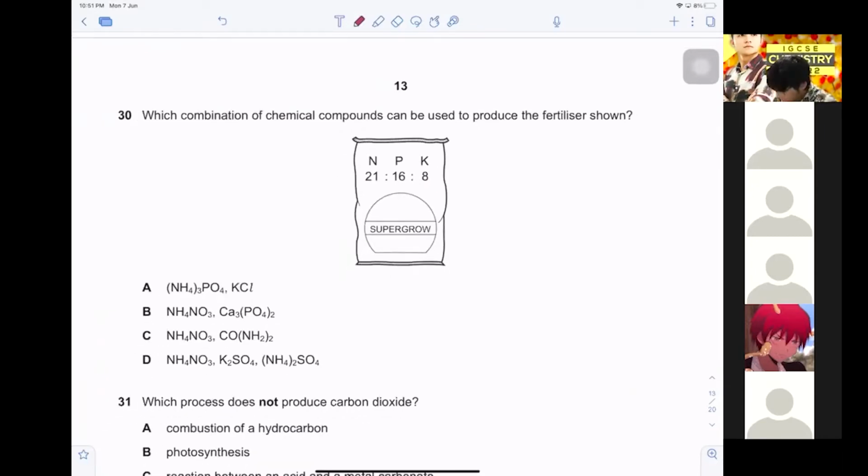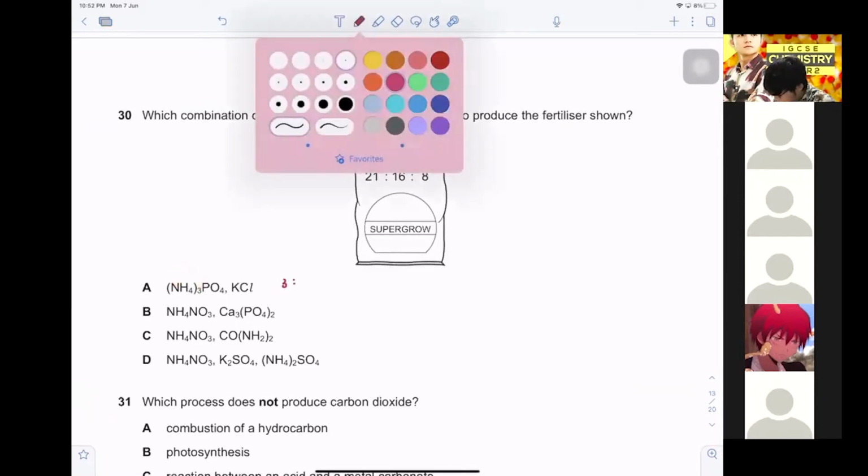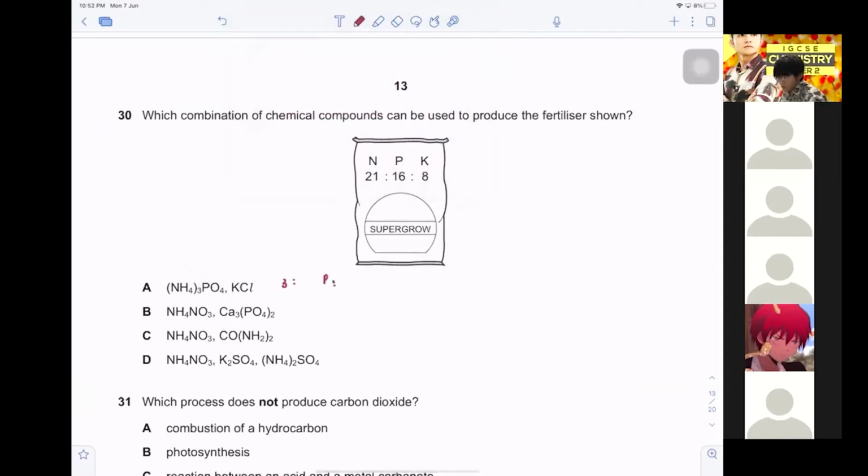So N from here is 3 parts, P is 1. NH3 is 1. Then K is basically 1. So next, what else?